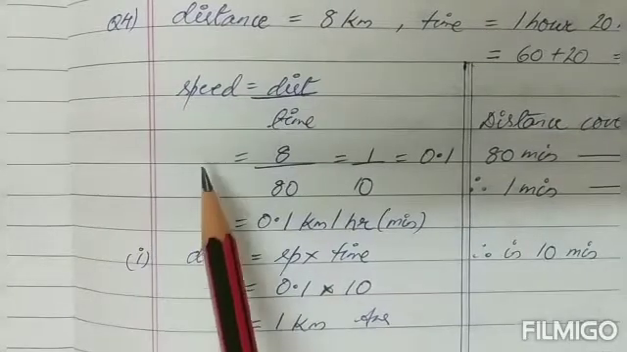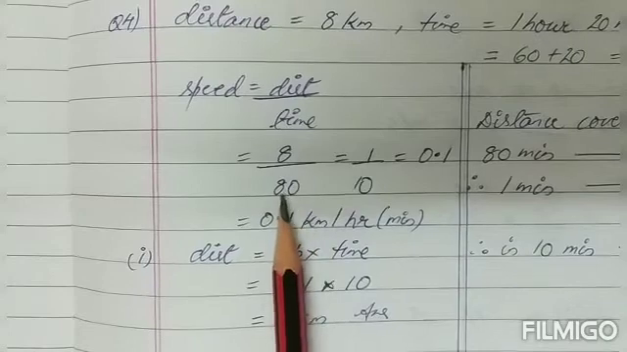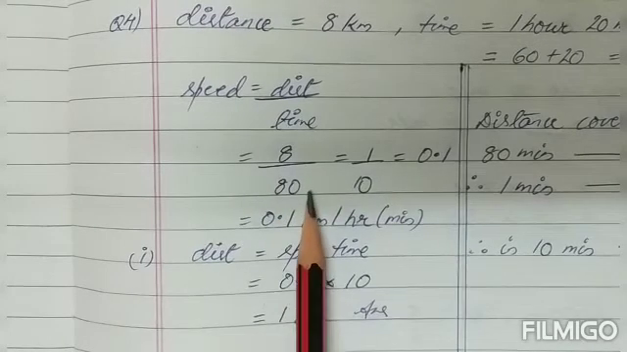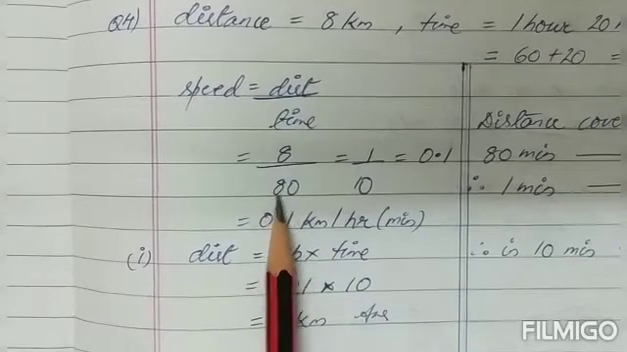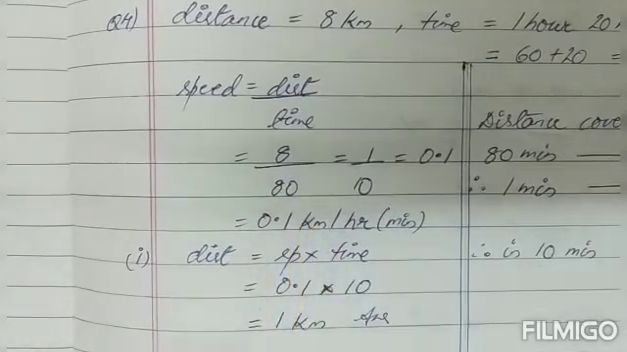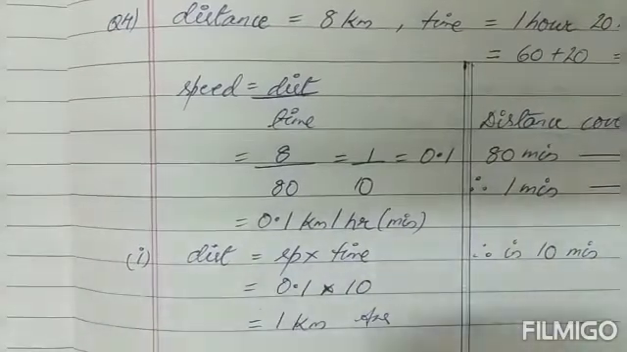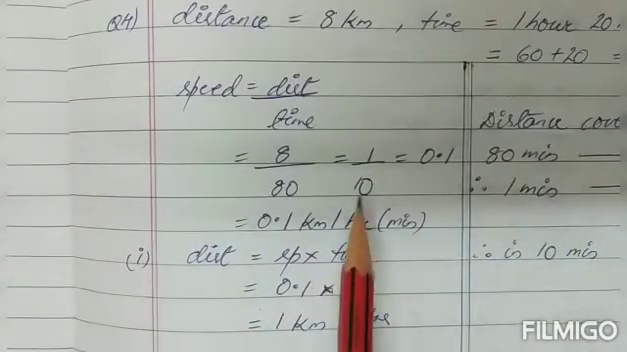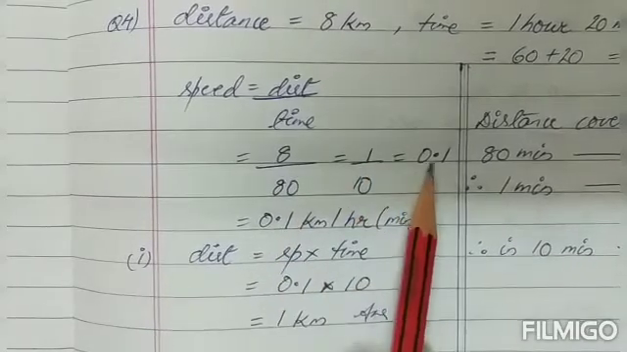Now speed is equals to distance upon time, children. Distance is 8 and time can be taken as 80 minutes. I have taken over here, children. You can also change it over here as fraction. You can write it as 1 whole 1 upon 3. That can also be taken, which I have shown you in the other step how to go about it. So after reducing, this is 1 upon 10, which can be written as 0.1.